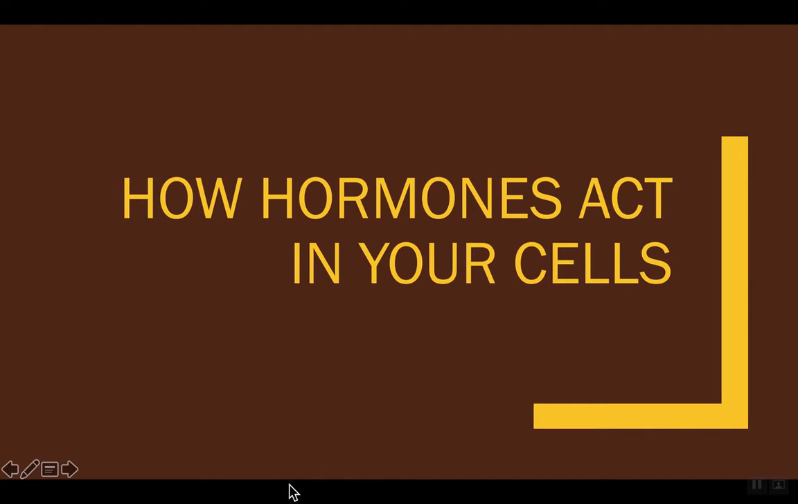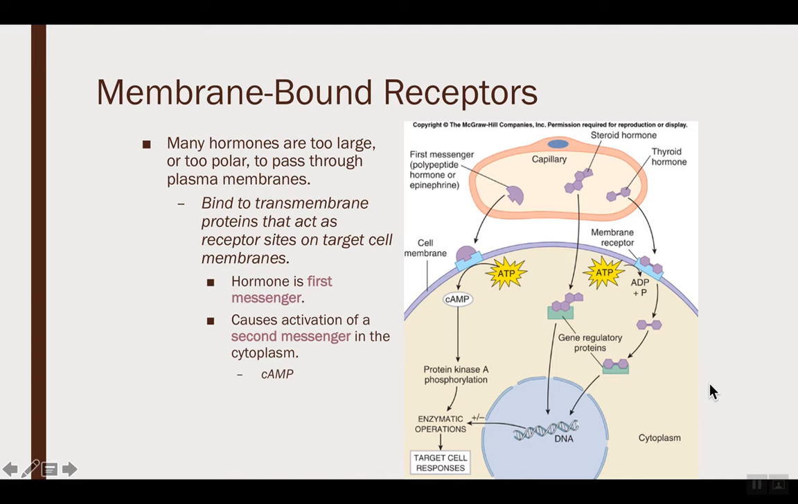How hormones act in your cells. So we've talked about how hormones get to your cells. We've talked about some of the different mechanisms by which they work, positive and negative feedback. Now let's look at just when they're on their way to you, how they actually work. Now this is quite complex.